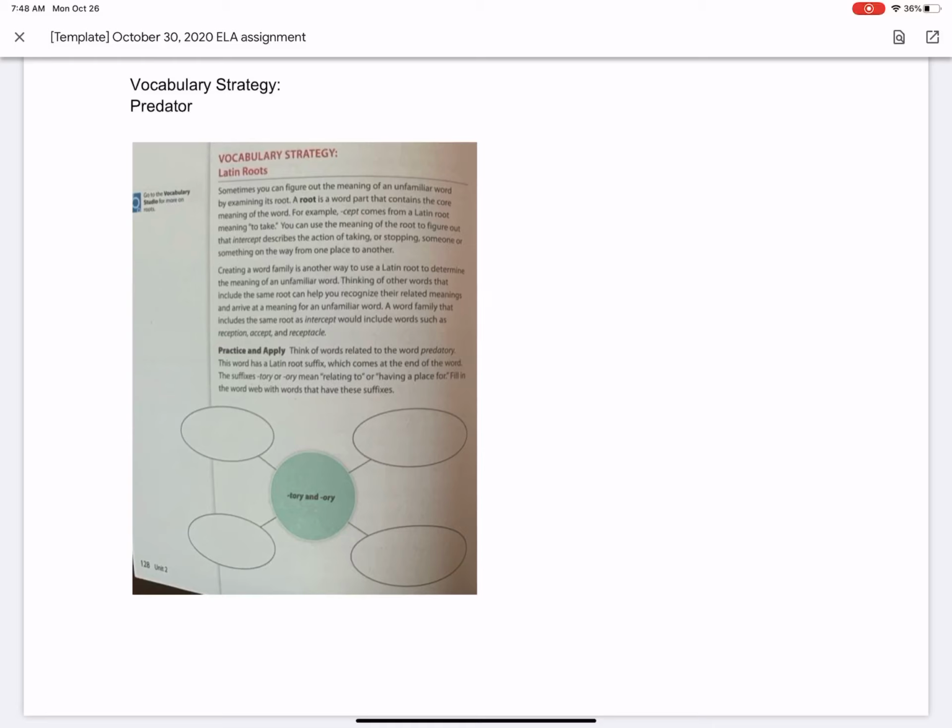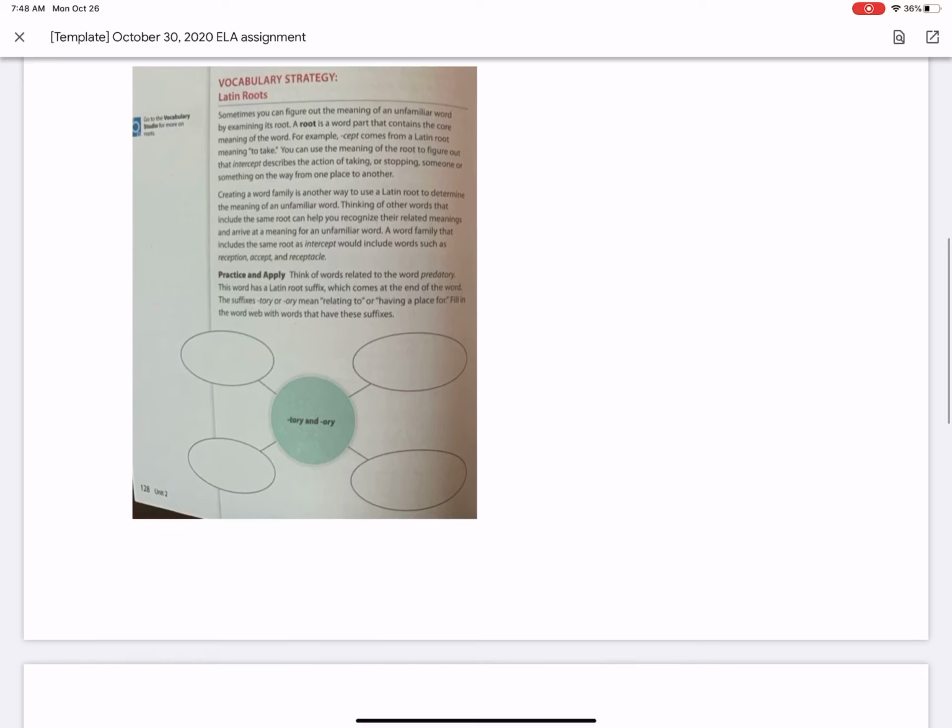Creating a word family is another way to use a Latin root to determine the meaning of an unfamiliar word. Thinking of other words that include the same root can help you recognize their related meanings and arrive at a meaning for an unfamiliar word. A word family that includes the same root as intercept would include words such as reception, accept, and receptacle.